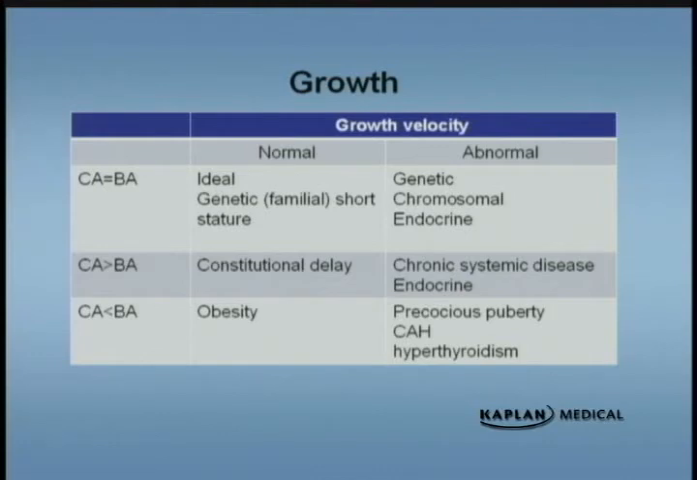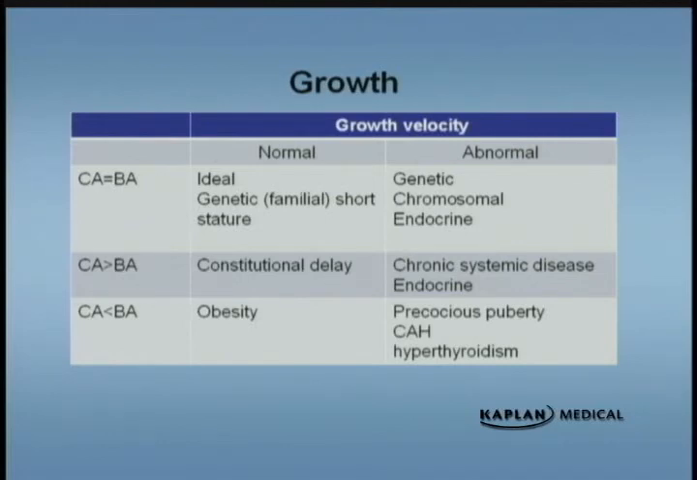Sometimes you can see a normal growth velocity and a chronologic age equal to the bone age in a patient with short stature. Well, that's most likely familial short stature, and we discussed that and showed you a growth chart earlier. If the growth velocity is abnormal and the chronologic age equals the bone age, then you worry about genetic, chromosomal, and endocrine abnormalities.